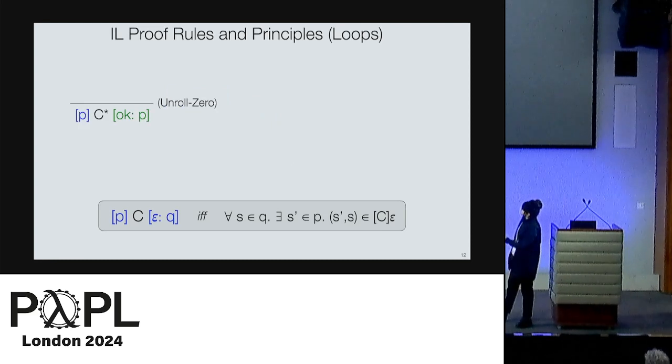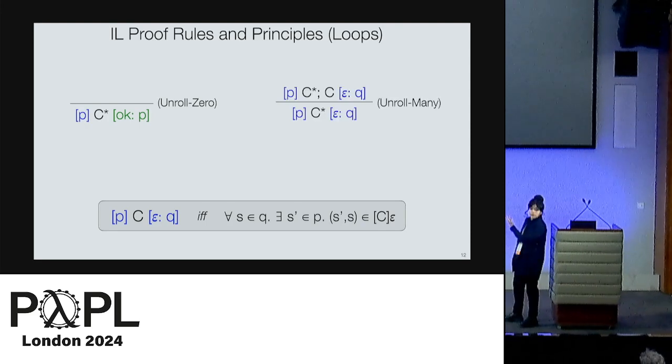And similarly, for loops, this rule says, okay, I write C star, the Kleene star, which says execute C zero or more times. So either I execute C zero times, in which case the states are not changed, I go from P to P, or I unroll it once. So if I want to show Q is reachable from executing C in a loop, then I can show that it's reachable by unrolling it once.